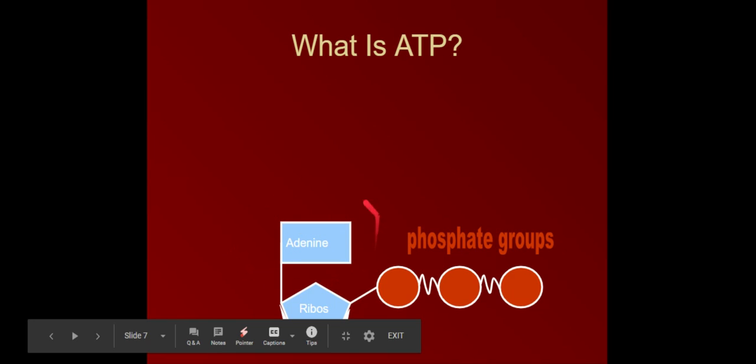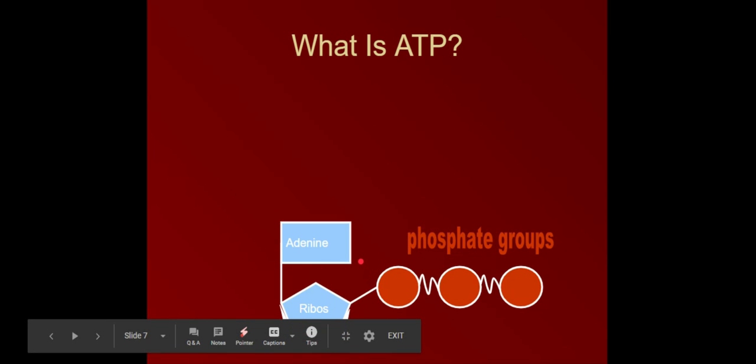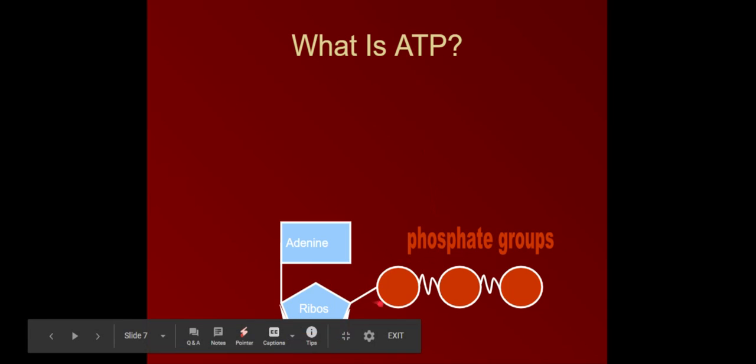You may remember back to the structure of DNA. We've got adenine, thymine, cytosine, and guanine. This one here, the adenine, is one of those bases. We've got a ribose sugar, which is a pentose sugar, 1, 2, 3, 4, 5 carbons, attached to three phosphate groups. Now, the special thing about ATP is that it is known as adenosine triphosphate. Tri just means three of the phosphates.